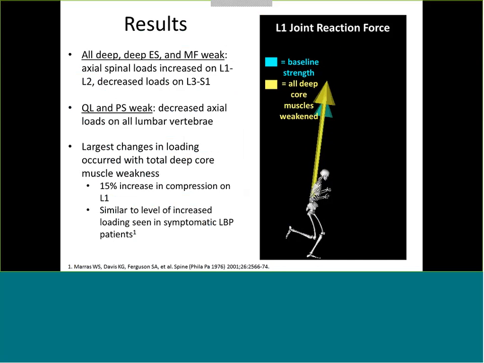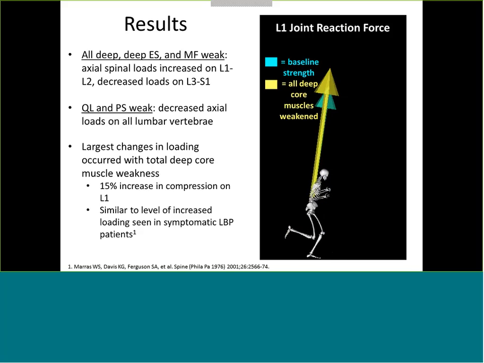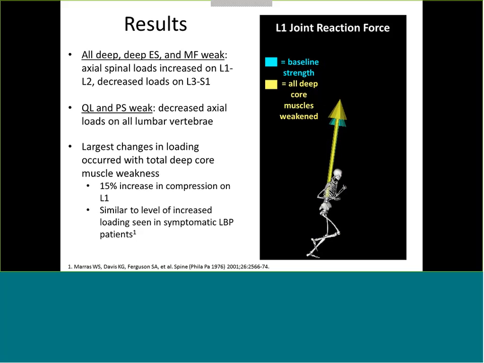For our spinal loading results, we found that when all the deep core muscles were weakened together, or just the deep erector spinae or multifidus were weakened on their own, the compressive loads on the upper lumbar vertebrae significantly increased, but the loads on the lower lumbar vertebrae significantly decreased. This may suggest that these muscles as a whole together, or just these two muscles individually, may function during running primarily to stabilize the lower lumbar spine, while also minimizing abnormal spinal loading on the upper lumbar vertebra.